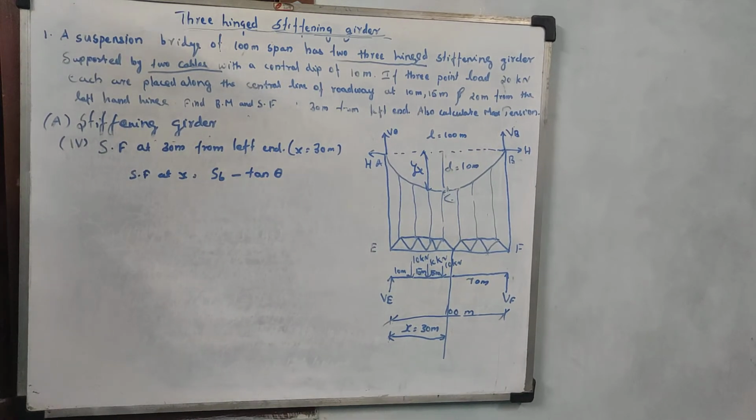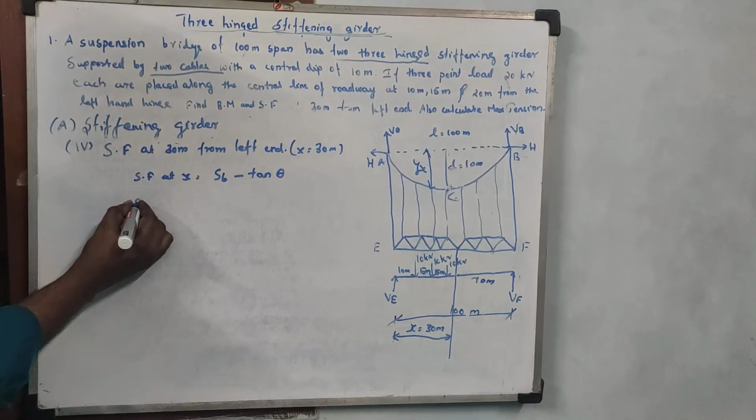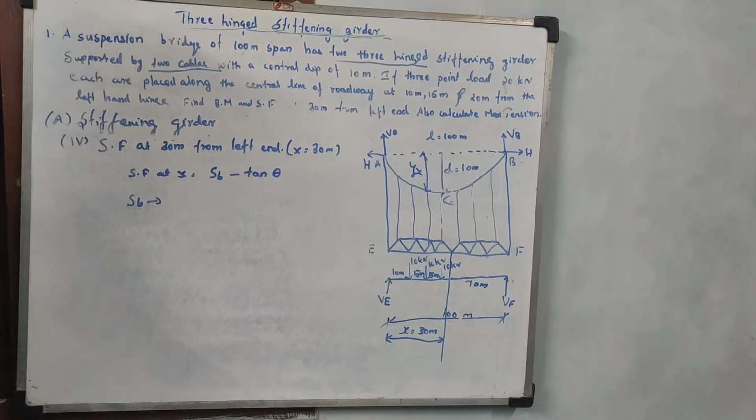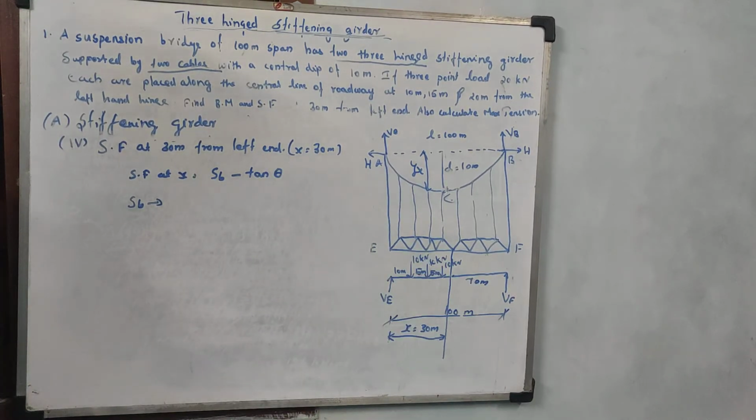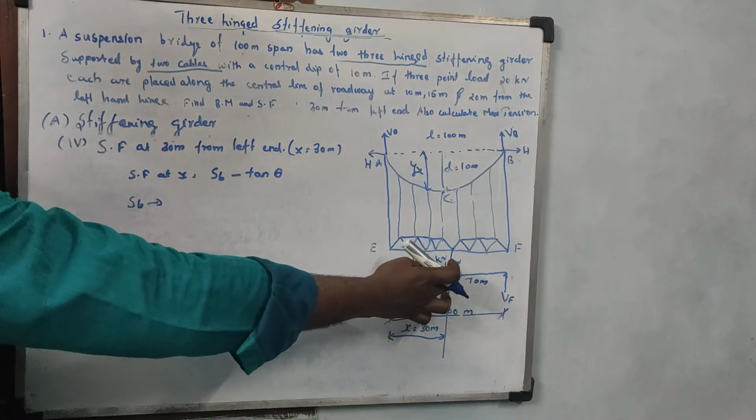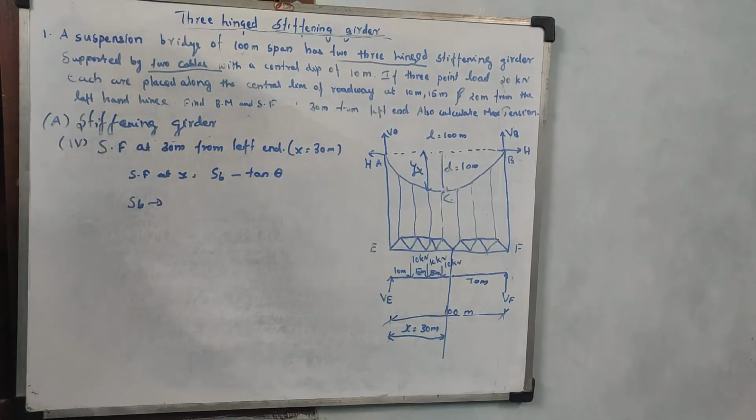For a parabola, y equal to 4d by L square into x into L minus x. For that theta we have to differentiate y with respect to x. For SB, it is the beam shear force at x. We can consider left side or right side. We can go for right side.